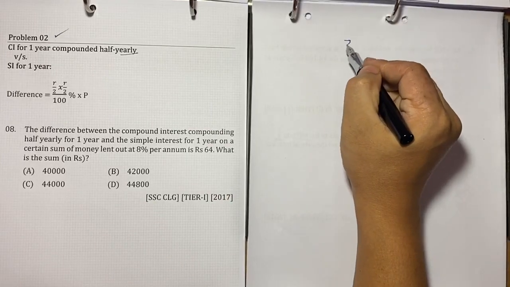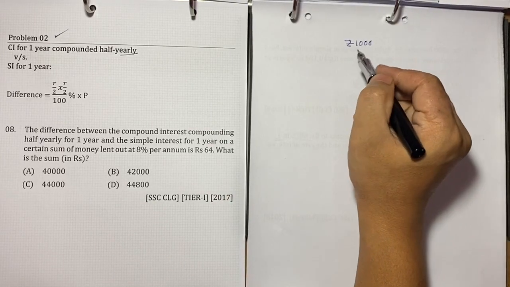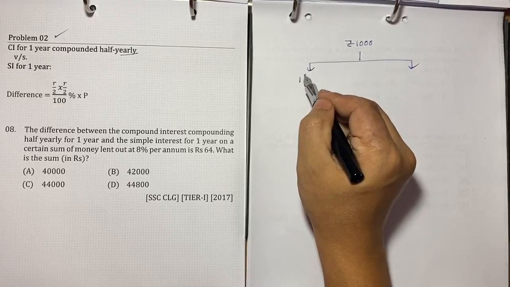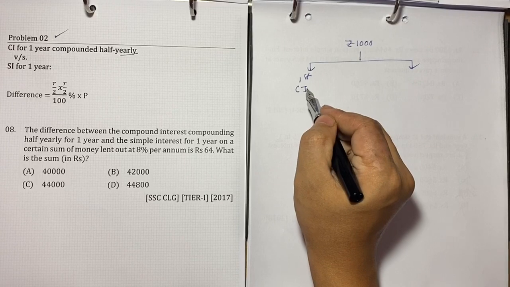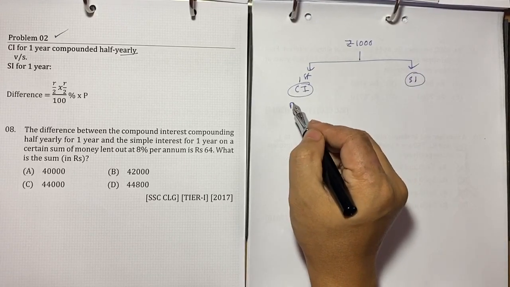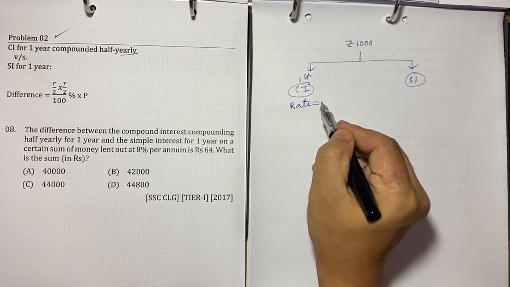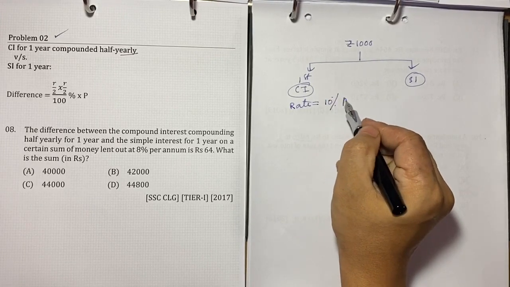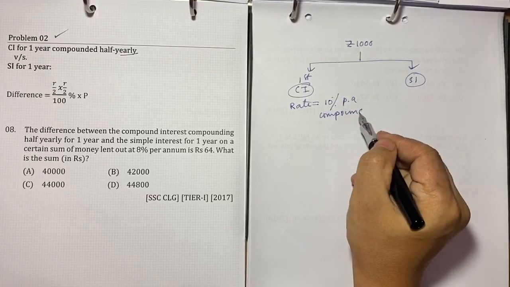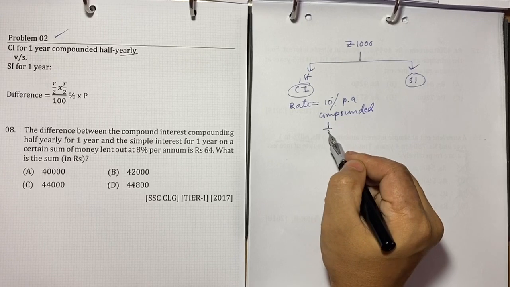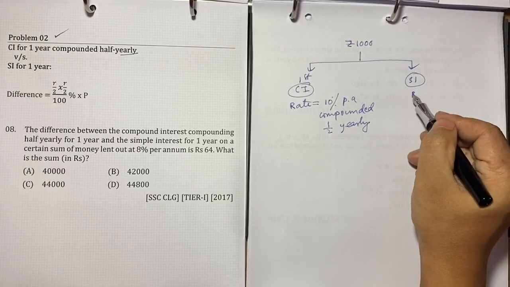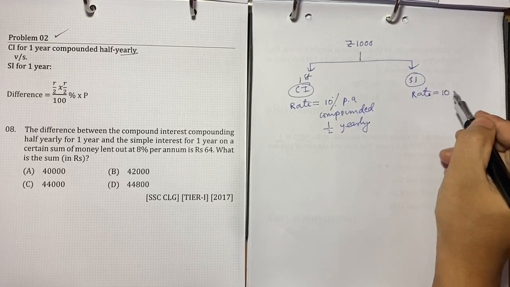Principal is rupees 1000, the same principal. It can be invested in two ways. First, compound interest. Then simple interest. Rate equal to, for example, 10% per annum compounded half yearly, or compounded quarterly. Rate is 10% per annum.